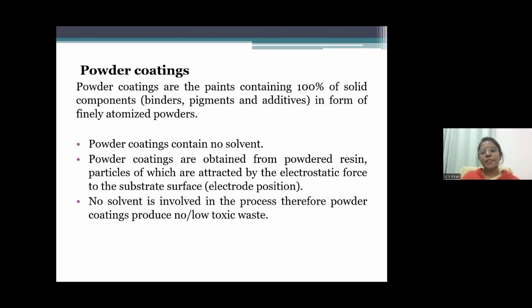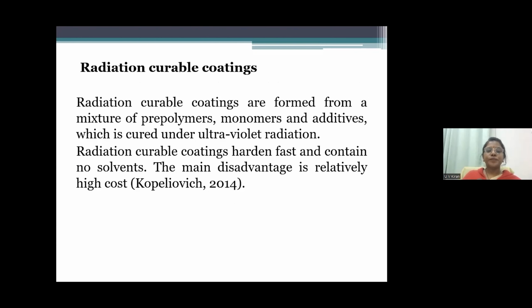Whereas the powder coating paints contain 100% solid components with binders, pigments, and additives in the form of finely atomized powders. They contain no solvent. They're obtained from powdered resin particles. They work based on electrostatic force to the substrate surface, and of course there is no solvent involved in the process. So these powder coatings produce no waste or very little toxic waste.